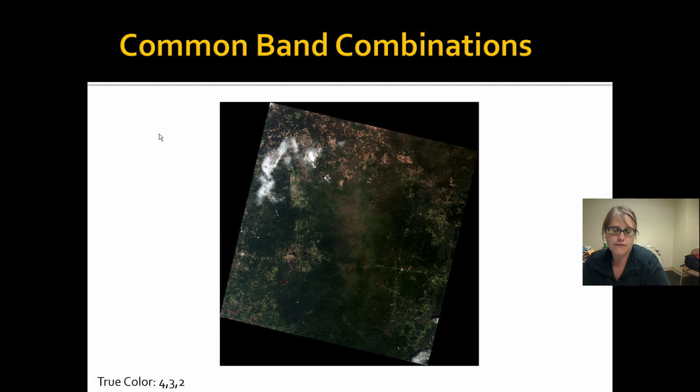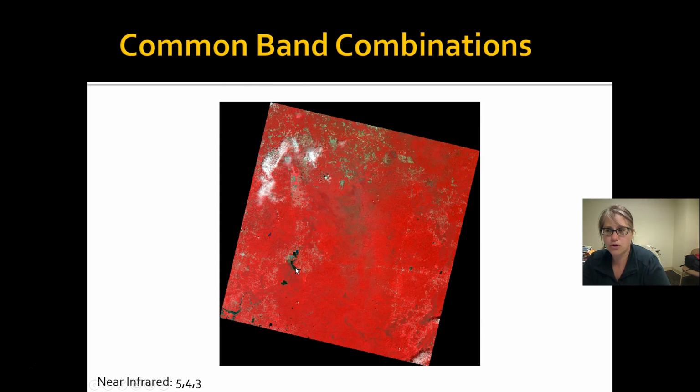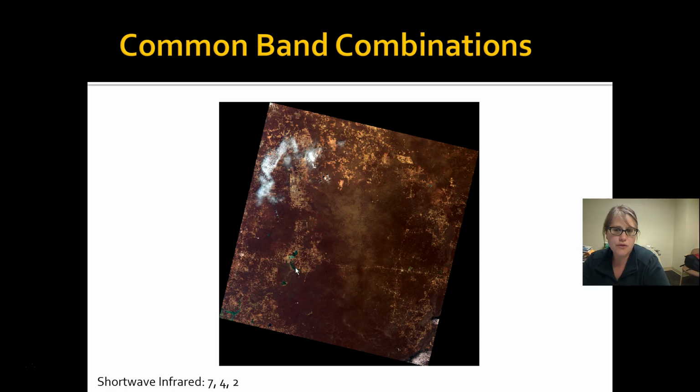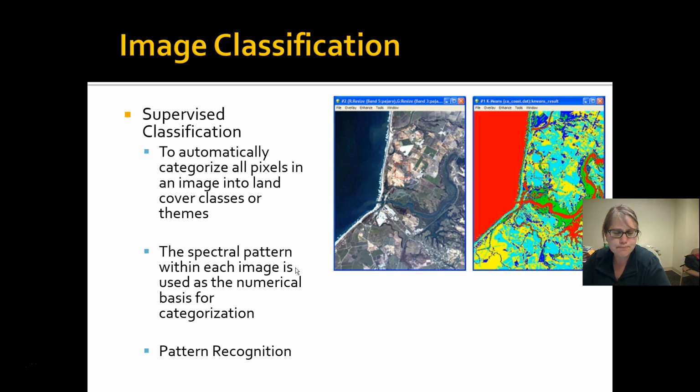For instance, if we look at the very first one, there's some water bodies down here, but notice how they pop a lot more using the near infrared rendering. So they start playing with those band combinations to look at features in a different way. After they create the color composites, they then will do an image classification.